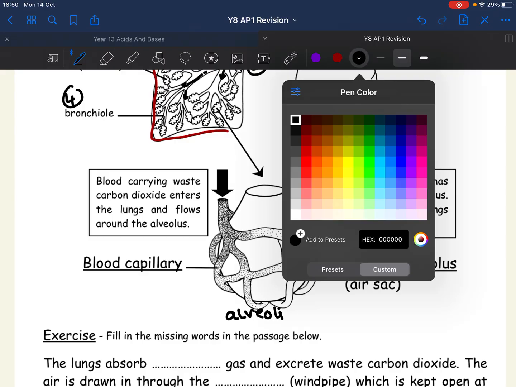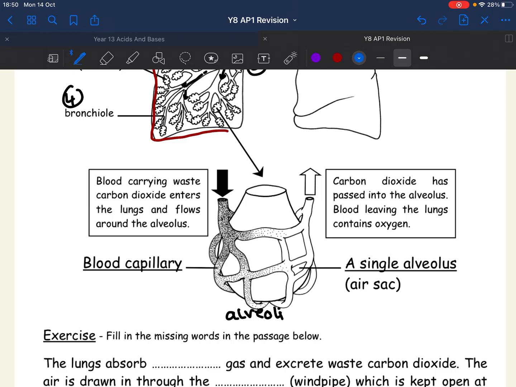So this is what is happening. So you could use 2 different colors to help you with the diagram. So blood carrying waste, carbon dioxide enters the lungs. So we have blood here. This is the carbon dioxide that will go back into the lungs. So we exhale. So carbon dioxide will be exhaled. And then we've got from the lungs going into the bloodstream, we have our oxygen in. So carbon dioxide out and oxygen in.